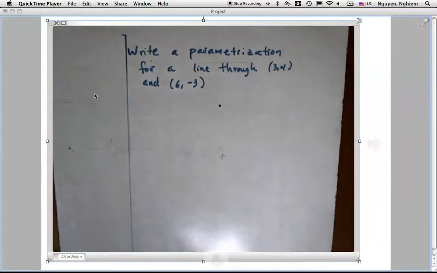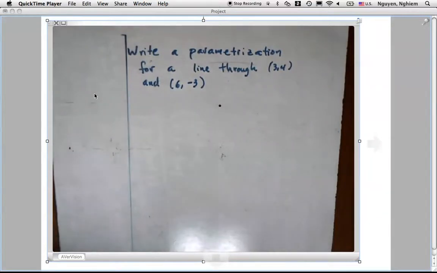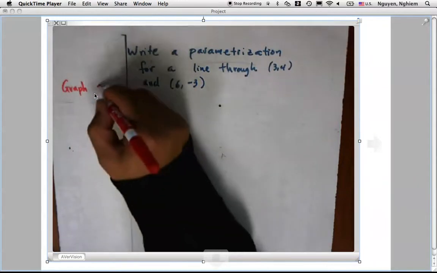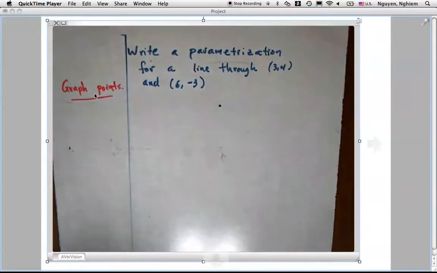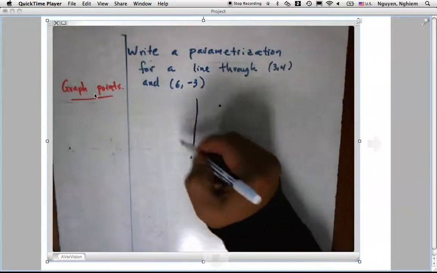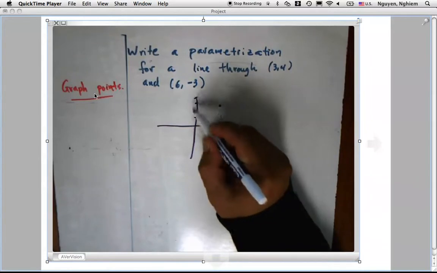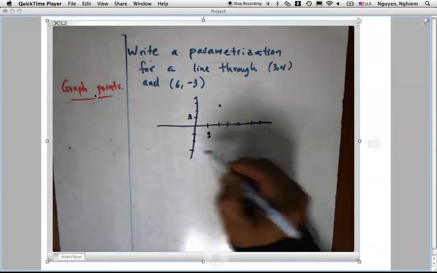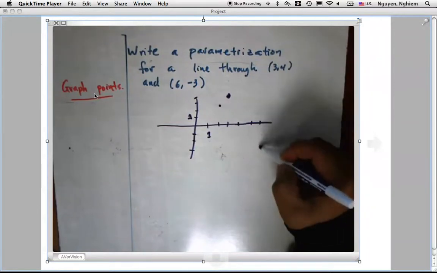Okay? And it says here, write a parametrization for a line through (3, 4) and (6, -3). So what we're going to start out with here is a graph of the points. If I just needed to graph these points, it shouldn't be too difficult to do. I'm going to have 1, 2, 3. Let me label my scale here. 4, 5, 6. So a point that goes from (3, 4) to (6, -3).